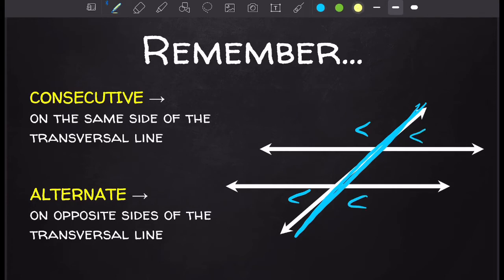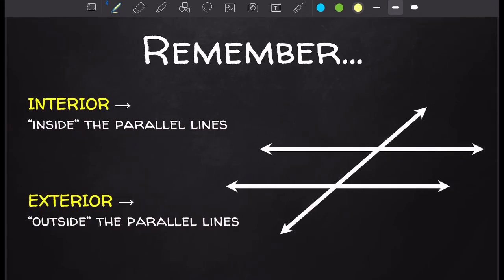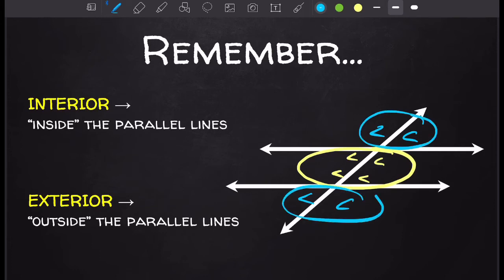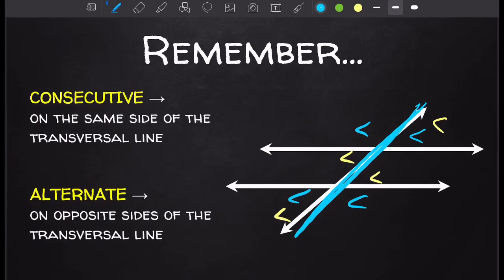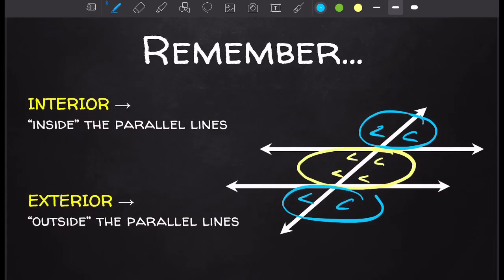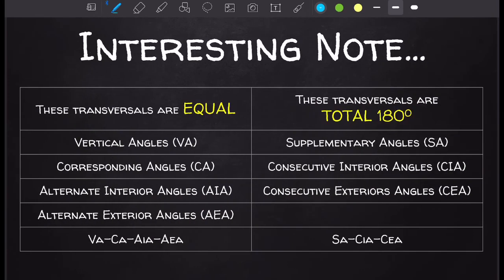Alternate means they are on opposite sides of the transversal. Opposite sides of the transversal. Remember, interior is inside the parallel lines, so all these angles are interior, while exterior is outside the parallel lines. So these two angles are exterior. If you remember that, you will not be confused by consecutive, alternate, interior, exterior. They're just locations.